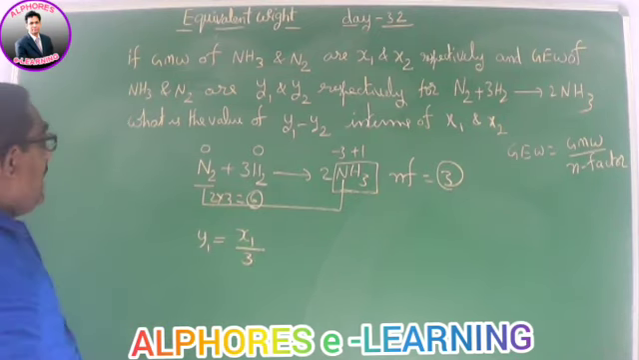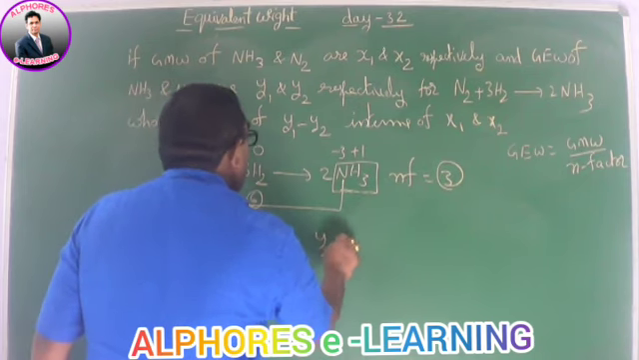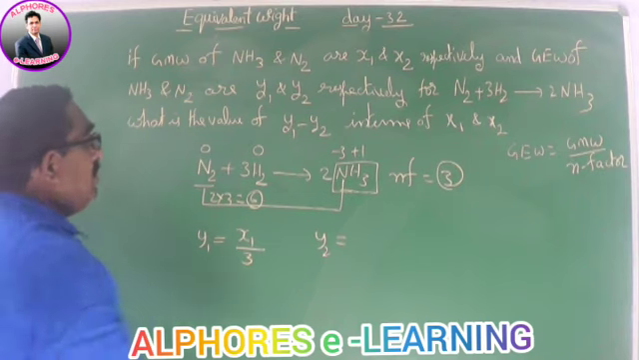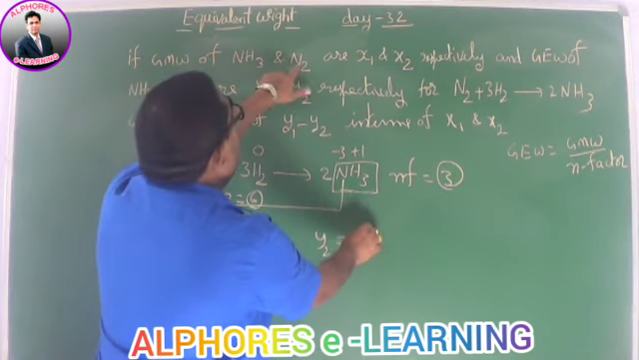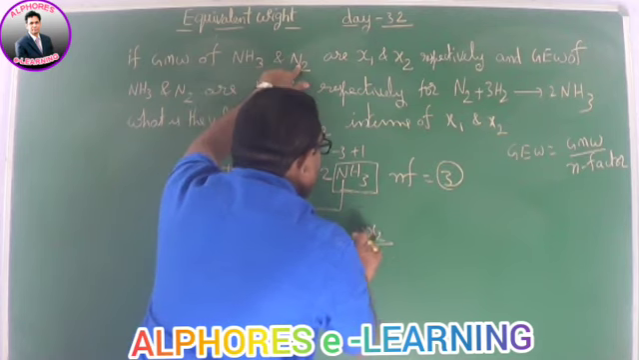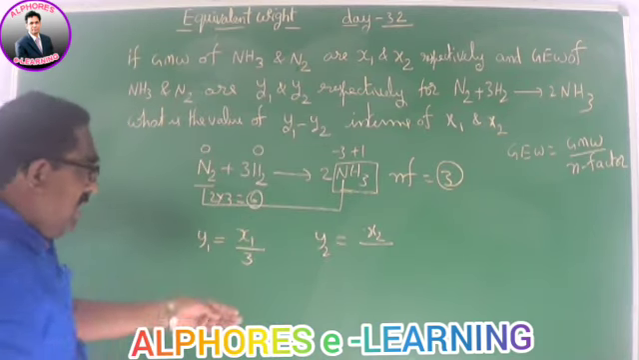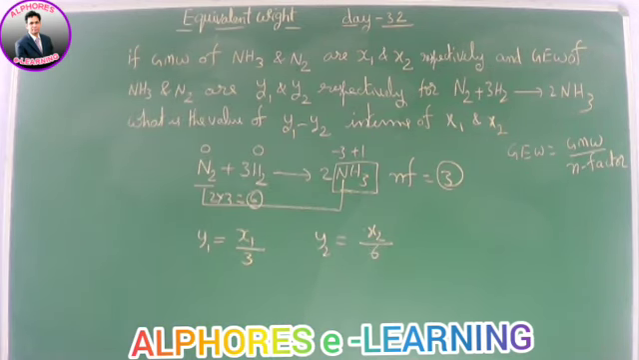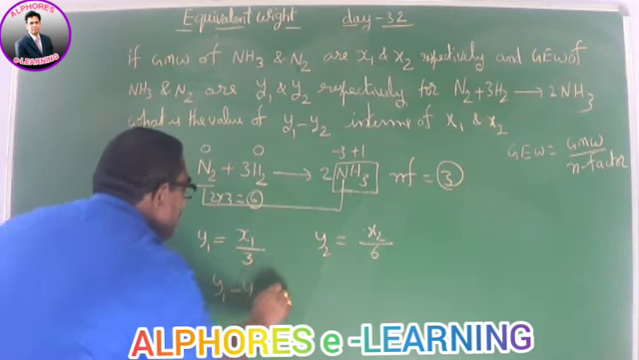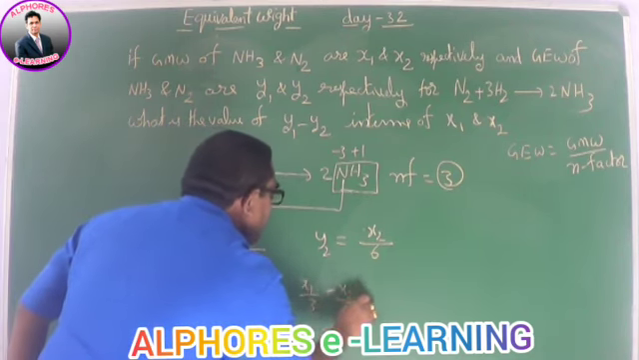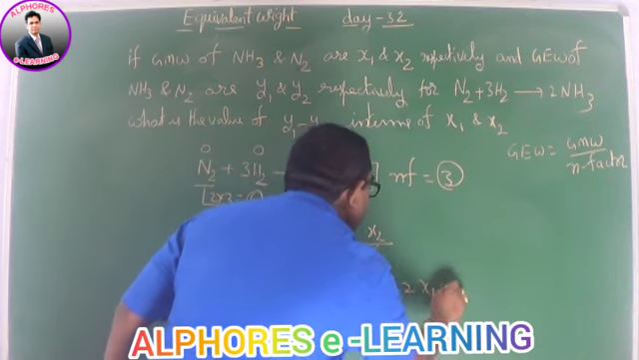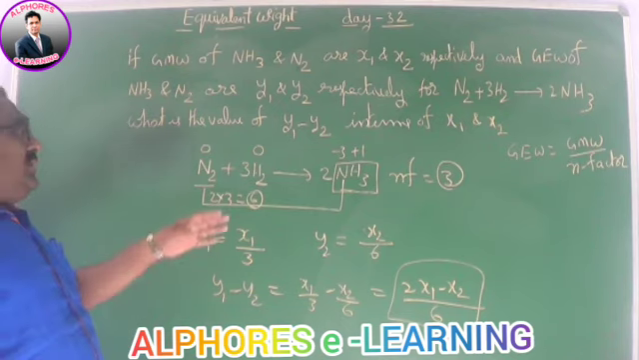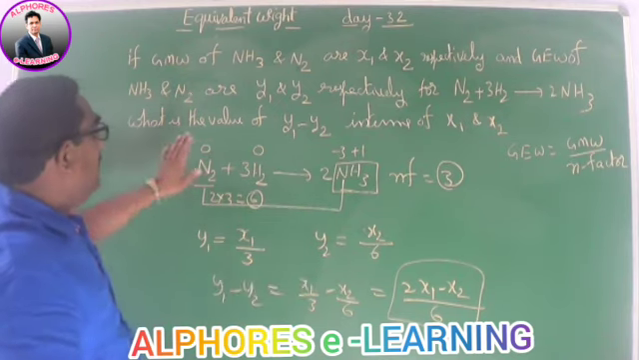Next, Y2. Y2 is the equivalent mass of nitrogen. The molar mass of nitrogen in terms of X is given as X2, divided by n factor 6. Now what exactly is it asking you to calculate? The value of Y1 minus Y2. So Y1 minus Y2, X1 by 3 minus X2 by 6, is equal to (2X1 minus X2) by 6. Then that is your final answer for this numerical.